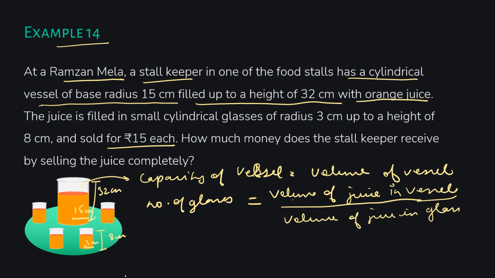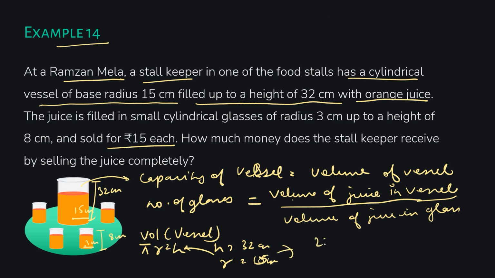To find the volume of juice, the volume of the vessel is needed. Now, it is a cylindrical vessel, so all we have to do is πr²h. Our height is given as 32 centimeter. Our radius is given as 15 centimeter. We'll simply substitute the values to find the volume.